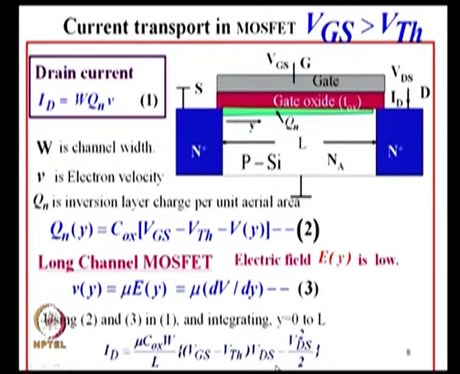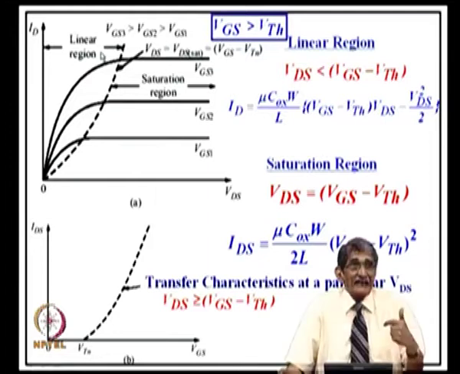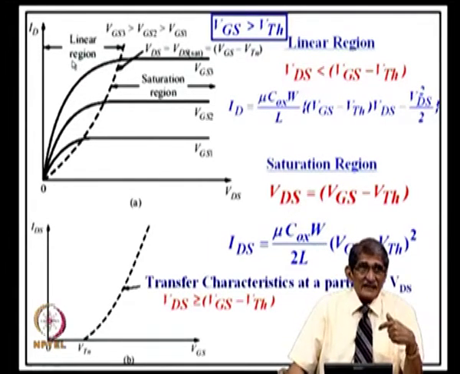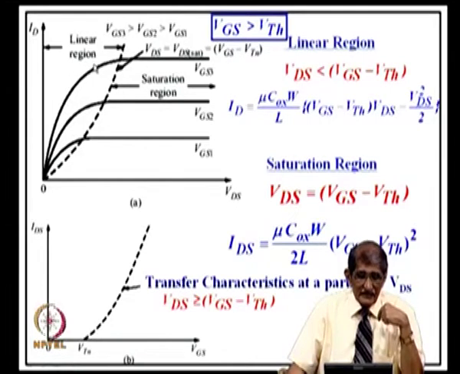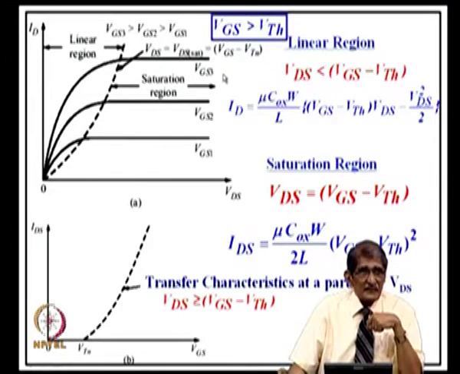So, if you see the characteristics now, initially it is linear. Then as I increase the VDS, the current does not increase linearly, because the resistance does not remain constant; the resistance keeps on increasing, so the current does not increase correspondingly. Now, at a particular VDS, when the VDS becomes equal to VGS minus V threshold voltage, the current saturates.